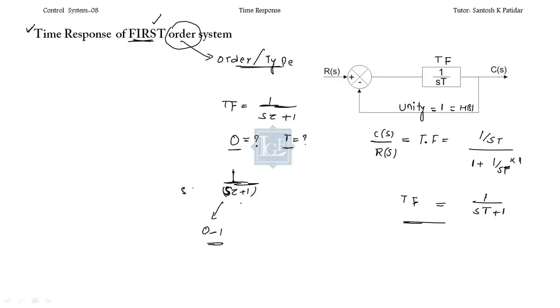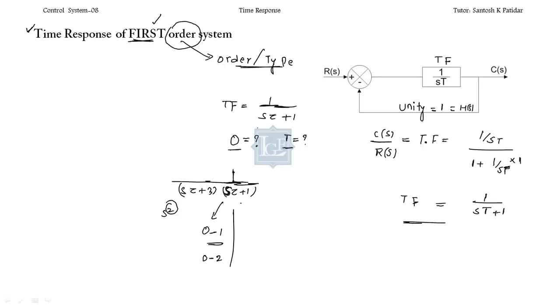Instead of this, suppose you have sτ plus 3 also. If you multiply these out, overall you get an s square term. So the maximum power of s will be the order of the equation or the transfer function. So here the order will be 2, correct?